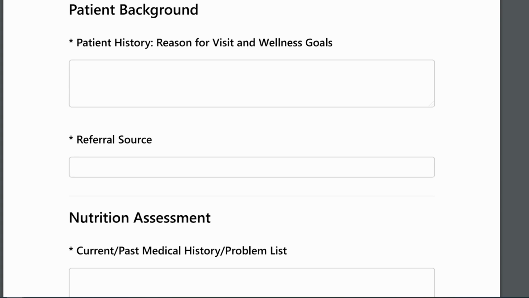I start all of my sessions in a similar way, and I ask what brought the individual to me as a dietitian or what they're hoping to get from the session. I usually end up expanding on this section in the first part of the appointment. The referral source I also indicate, as this helps me to track my patient referrals. Usually this is a doctor or an insurance company. This is also indicated on my intake form.